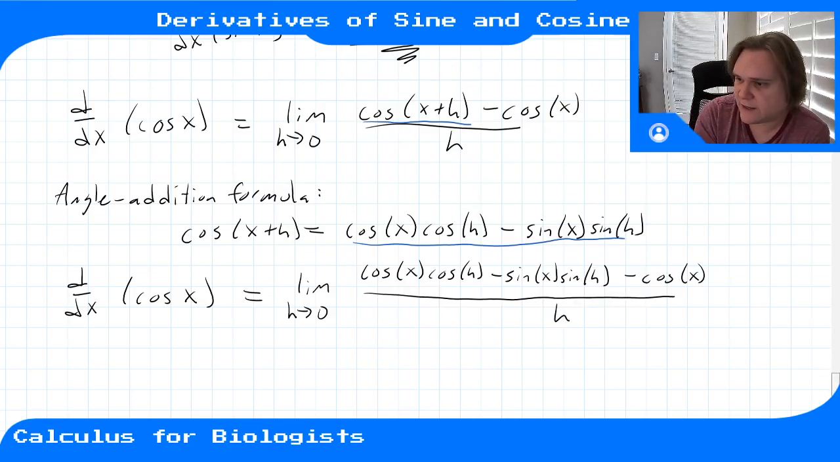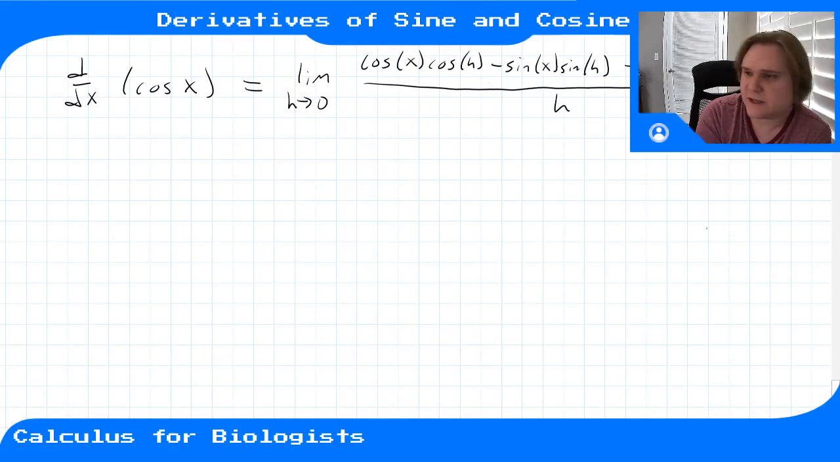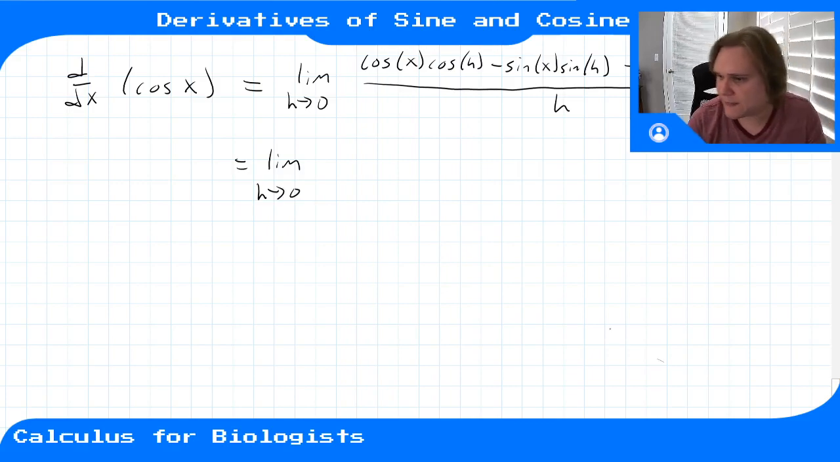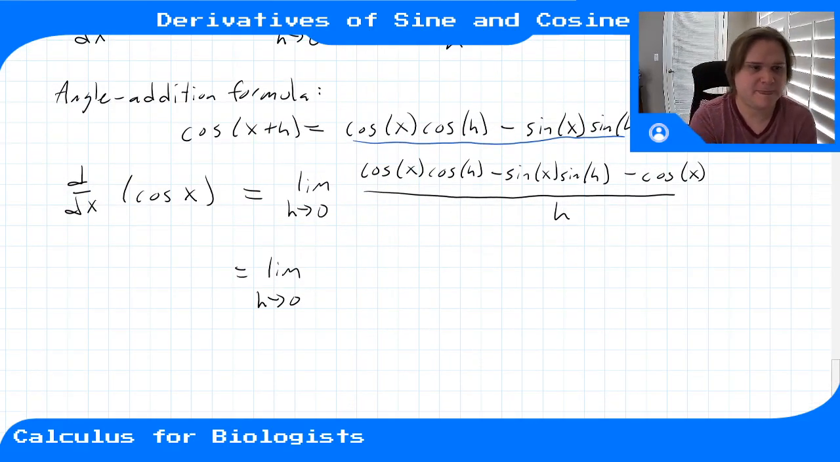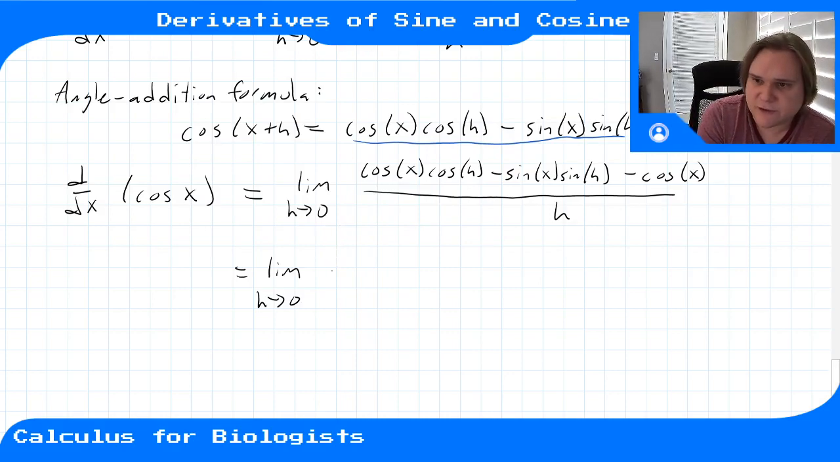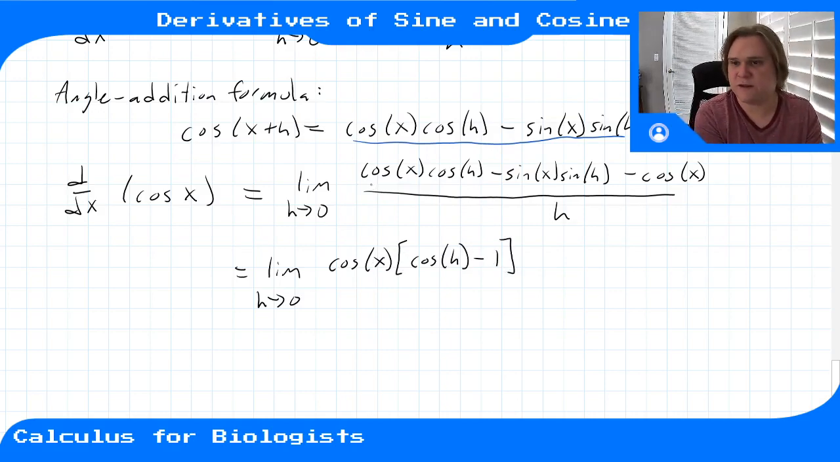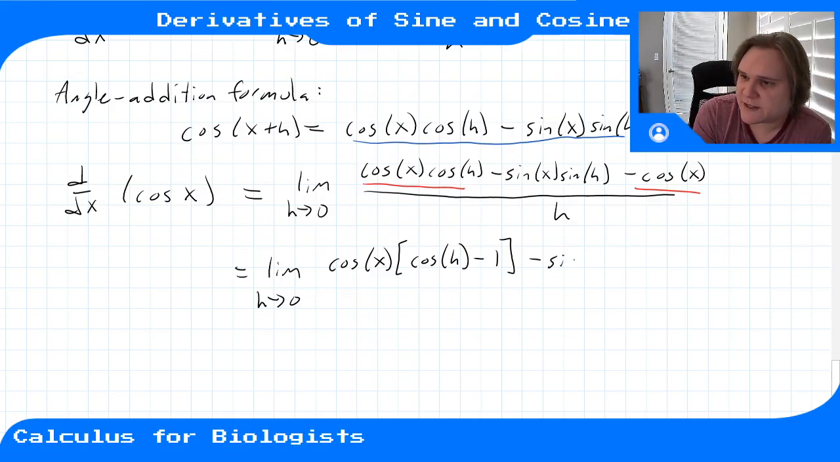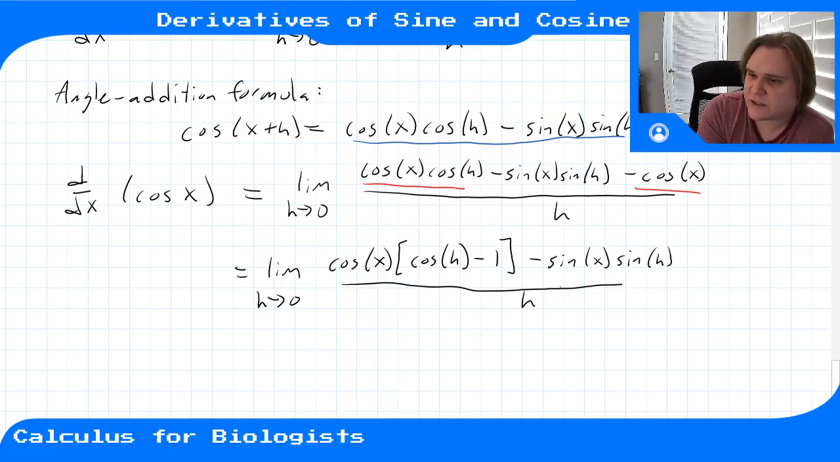Right, so we're going to factor again. We're going to factor the cosines together. So we get the limit as h goes to 0. There we go. Make sure you can see that. So we have cosine of x times cosine of h minus 1. Right? So that's grouping this term and this term together, and factoring out the cosine. And then leaving the sine term alone, so minus sine of x, sine of h, all that divided by h, okay?